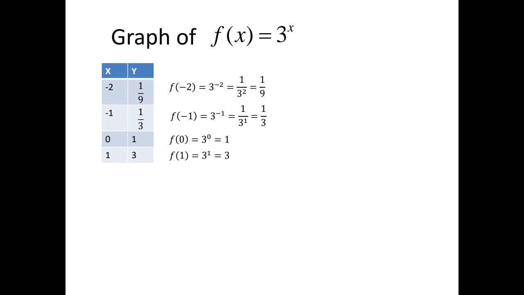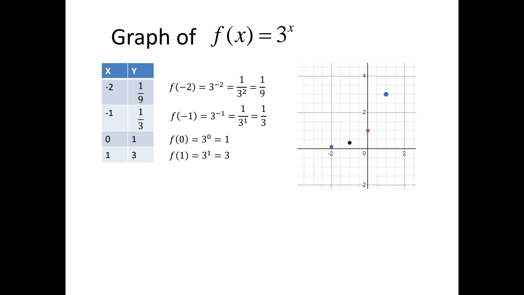Now, let me also focus on this one. Please keep in mind, just a reminder, that anything to the 0 power, the answer will always be 1. So for instance, here, 3 to the 0 is 1. If I had 1 million to the 0 power, the answer is 1. If I had x to the 0 power, the answer is always 1. Anything to the exponent of 0, the answer is always 1. And then 3 to the 1 is just 3. If I were to plot these points, you see that my graph looks like this.